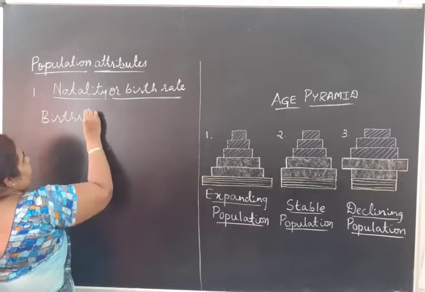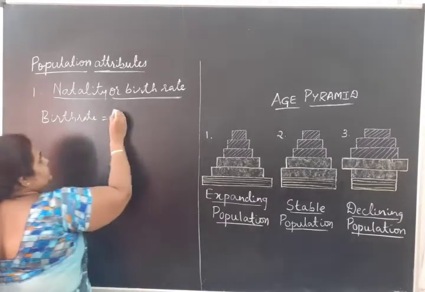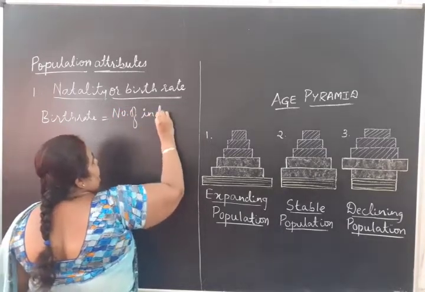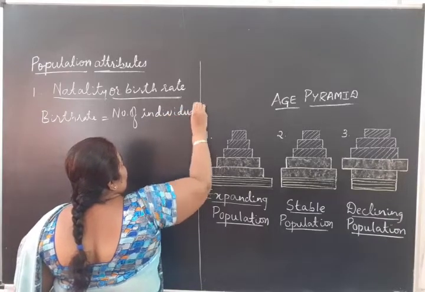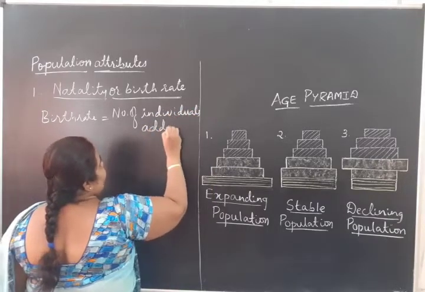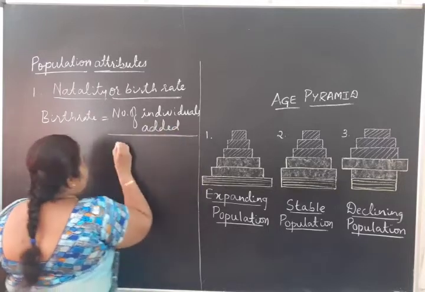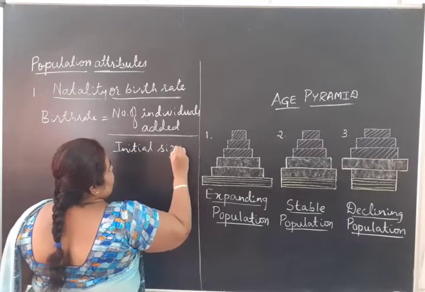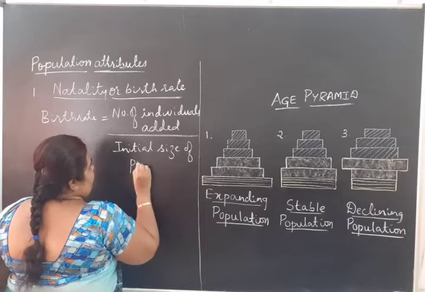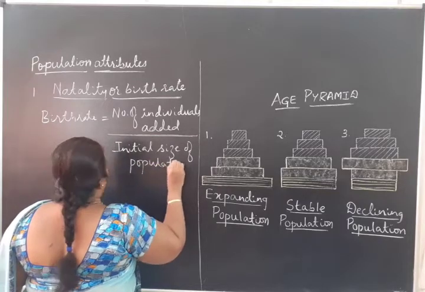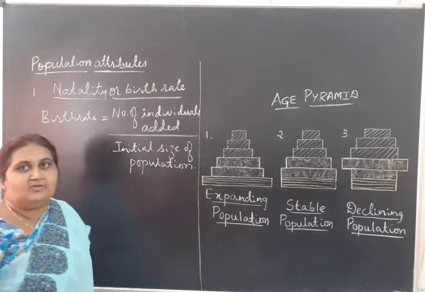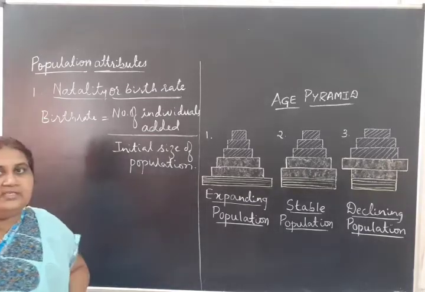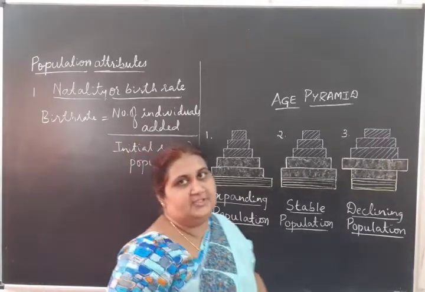Birth rate is equal to number of individuals added to the initial size of population. How can we calculate birth rate or natality? Number of individuals added to the initial size of population.